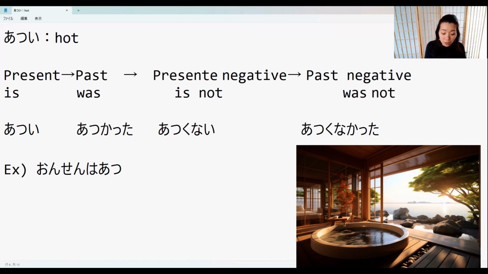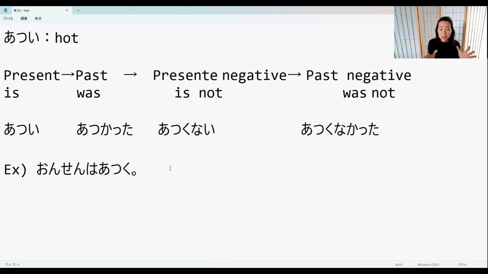Then you can also express 暑くない. So you are in the hot spring, but you feel it's not hot. You can say 暑くないです. Normally it's quite hot for non-Japanese people. Anyway, 暑くない. And then if you want to say it was not hot, it is 暑くなかった. So that's the conjugation for i-Adjectives. We are working on i-Adjectives this time.